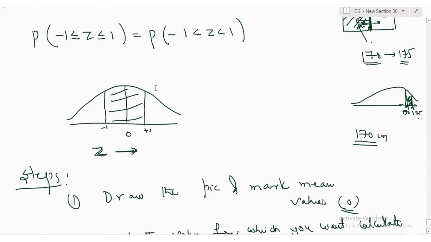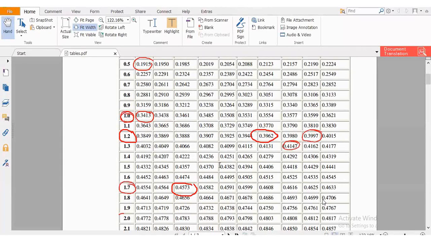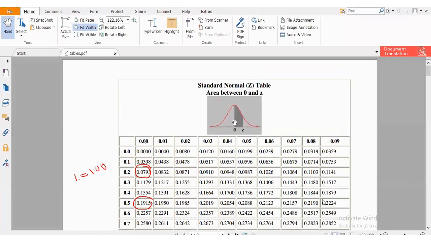So first, I draw the picture. I marked the 0 and I marked -1, +1. Now I want to find out this area. Always remember, whenever you are referring to this table, look at what area it is giving. So shaded area means what? 0 to z value. 0 to z value means what here? What is the area you want? 0 to 1 and 0 to -1.